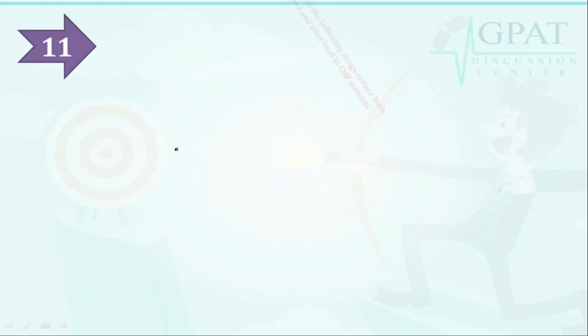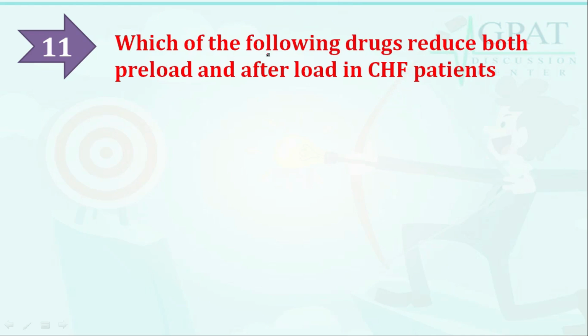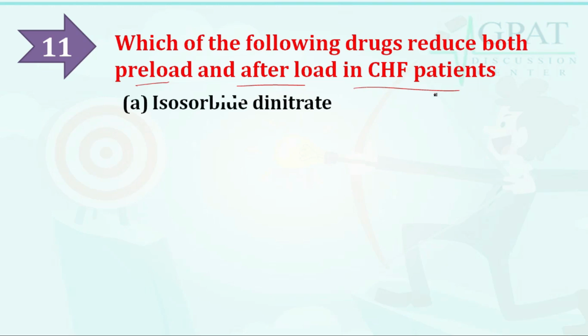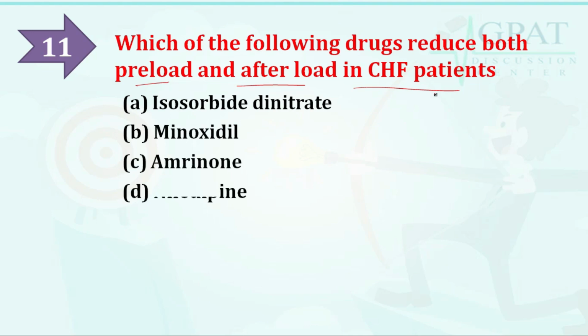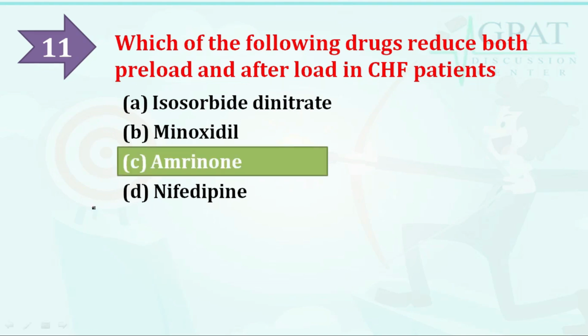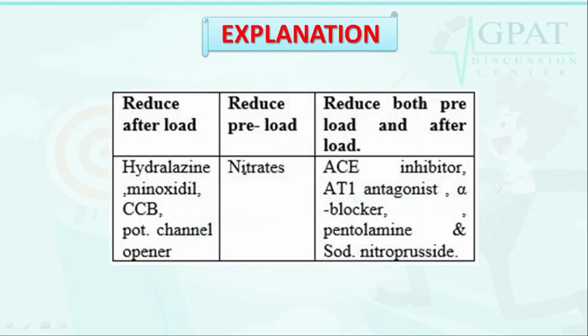Now the next question is, which of the following drugs reduce the preload and afterload in CHF patients? The options are: isosorbide dinitrate, option B minoxidil, option C amrinone, option D nifedipine. The correct answer is amrinone, which reduces preload and afterload in CHF patients. Let's discuss with the help of the explanation.